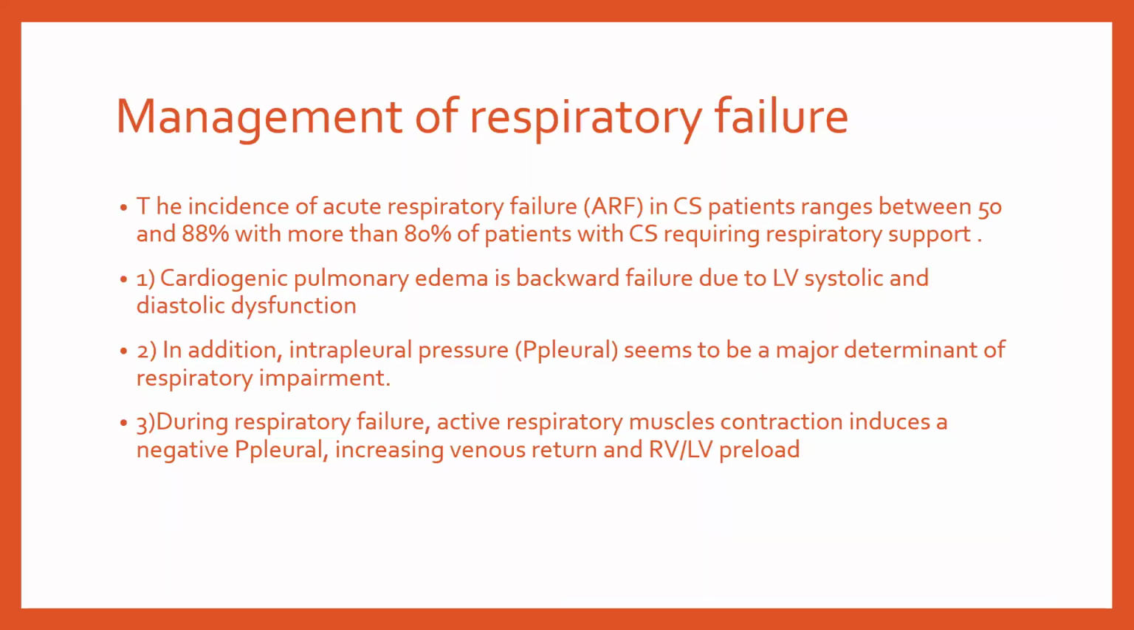Now, regarding management of respiratory failure, the incidence of acute respiratory failure in cardiogenic shock patients ranges between 50% to 88%, with more than 80% of the patients requiring respiratory support. So, cardiogenic pulmonary edema is caused by backward failure due to LV systolic and diastolic dysfunction. In addition, intrapleural pressure seems to be the major determinant of respiratory impairment. So during respiratory failure, active respiratory muscle contraction induces negative pleural pressure, which increases venous return and the RV and LV pressure.